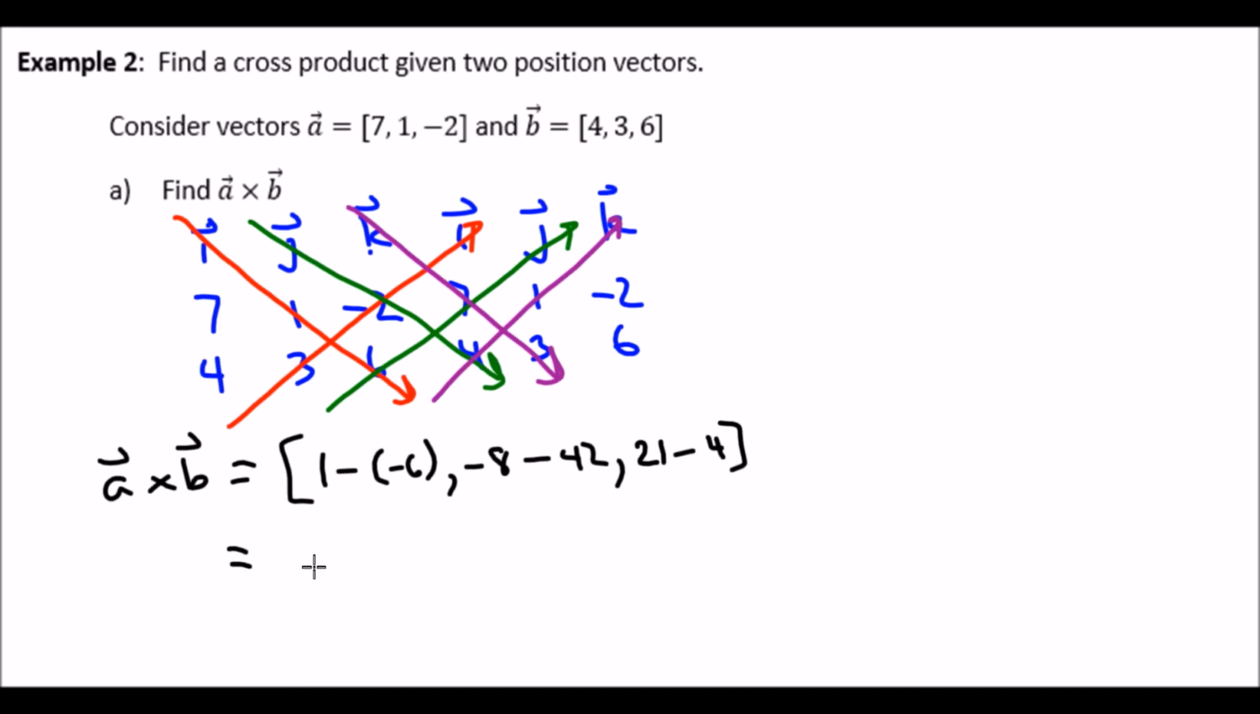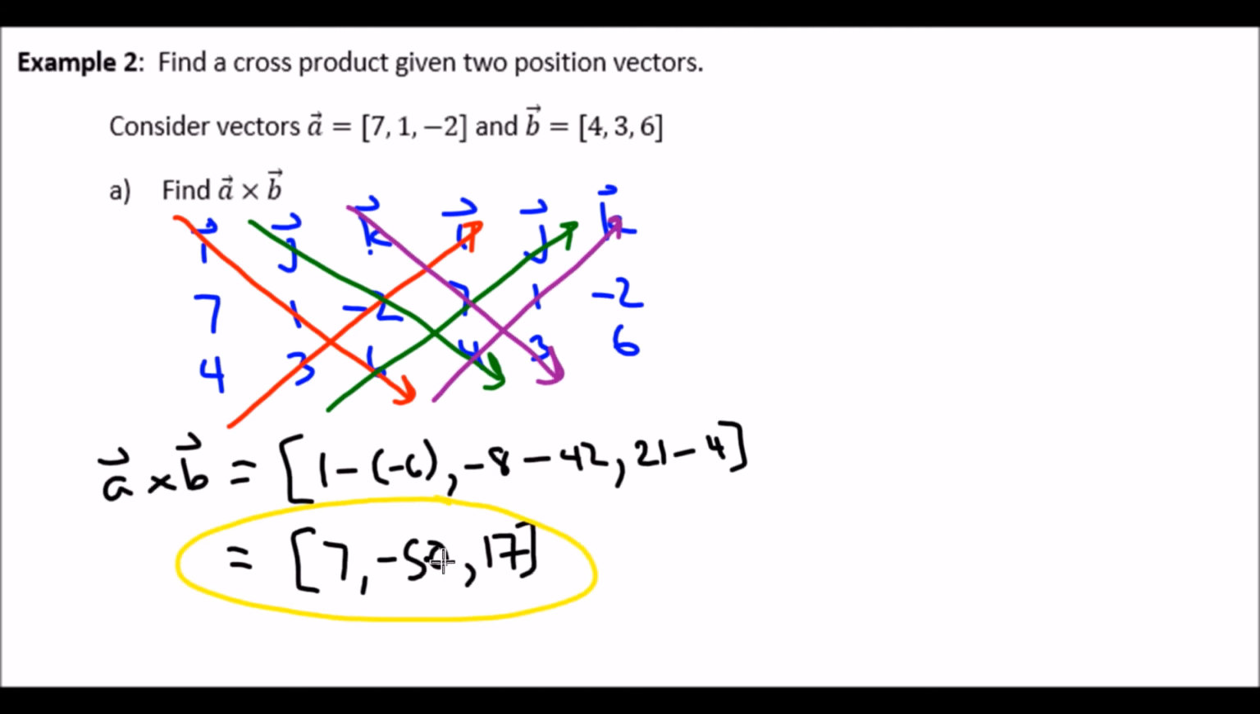And then I write it out as 1 minus negative 6, so that is 7. Negative 8 minus 42 is negative 50. The final one is going to be 21 minus 4 is 17. So this vector here is A cross B, and this vector here is perpendicular to both A and B. And I believe that's the next question.